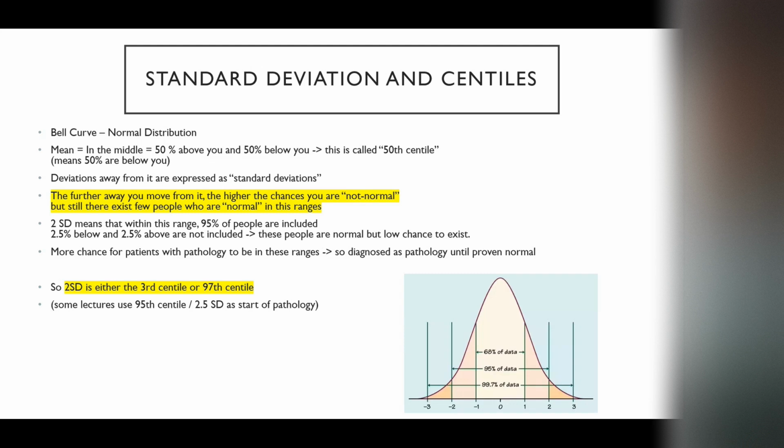Is it possible for someone to be below the 3rd centile and still be physiology, still be normal? Or is everyone below the 3rd centile a pathology? Always.